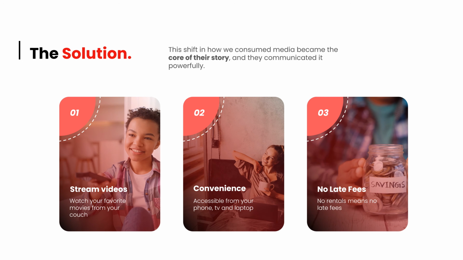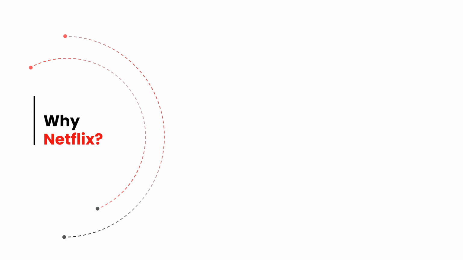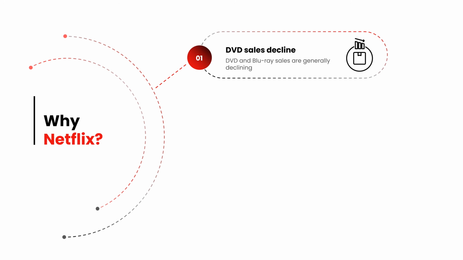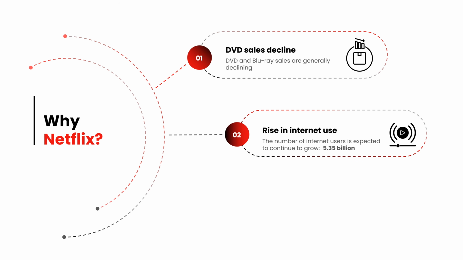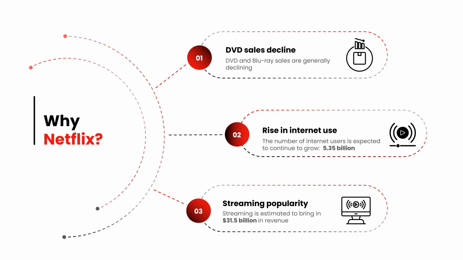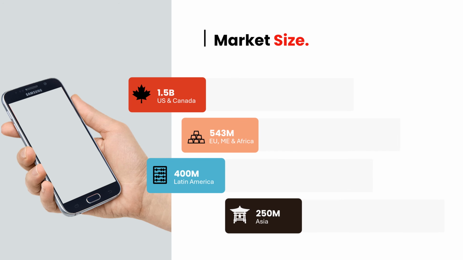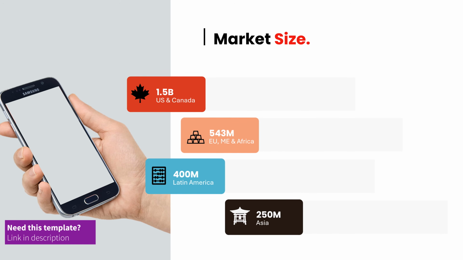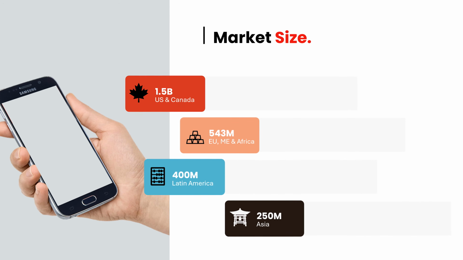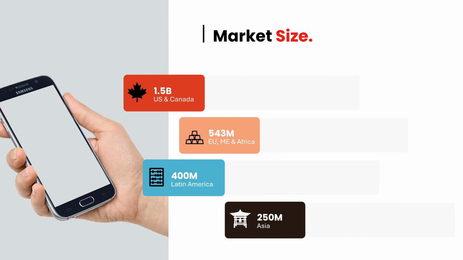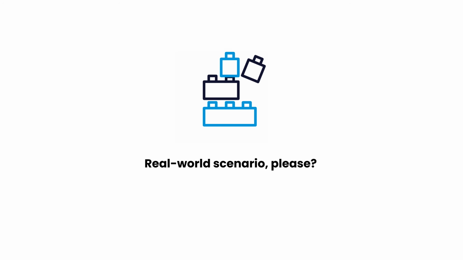Now, what's a good story without some compelling evidence? So Netflix backed it up with data showing the decline in DVD rentals and the rise in internet use, painting a clear picture of a digital future. Finally, they showed the audience the vision, a world where Netflix would dominate home entertainment and investors smiling all the way to the bank. So, how do you bring all of this together to create your own story-driven presentation?